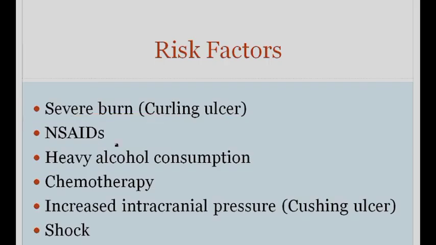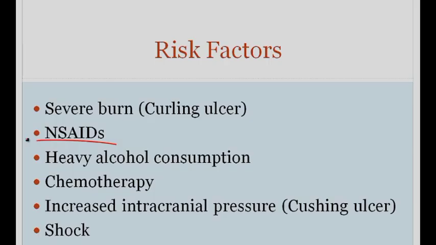Now, another risk factor would be NSAIDs. And the idea here is that prostaglandins that are normally produced by cyclooxygenase of the foveolar cells are essential for creating this protective barrier. For example, one thing that the prostaglandins do is that they decrease acid production, so that protects the mucosa by decreasing the acid.